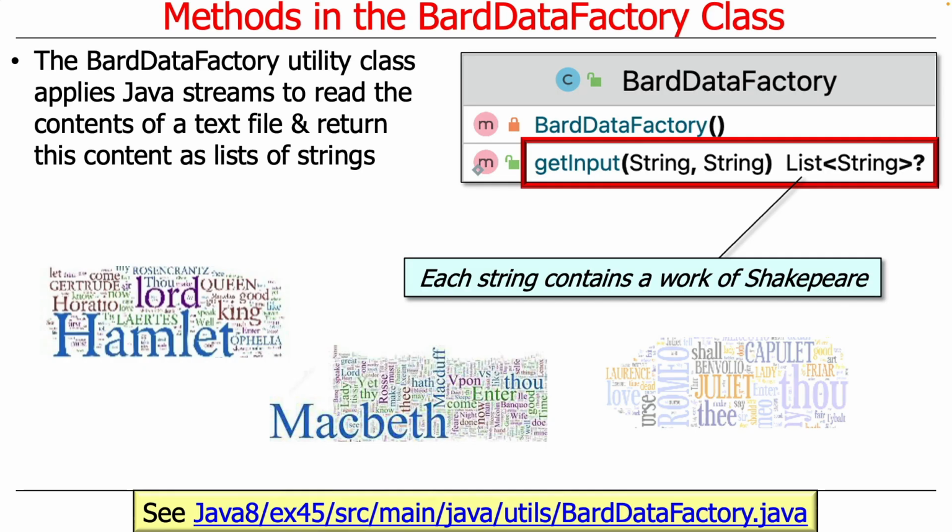So let's talk about the BardDataFactory class first. It's a utility class. I'll explain what that means in a second. And it uses Java streams in a very clever set of ways to read the contents of a text file, which contains the works of Shakespeare in this case. And it returns the contents as a list of strings. So each string is a separate work of Shakespeare. So Hamlet, Macbeth, Julius Caesar, Romeo and Juliet, and then I glom all the sonnets together into one string.